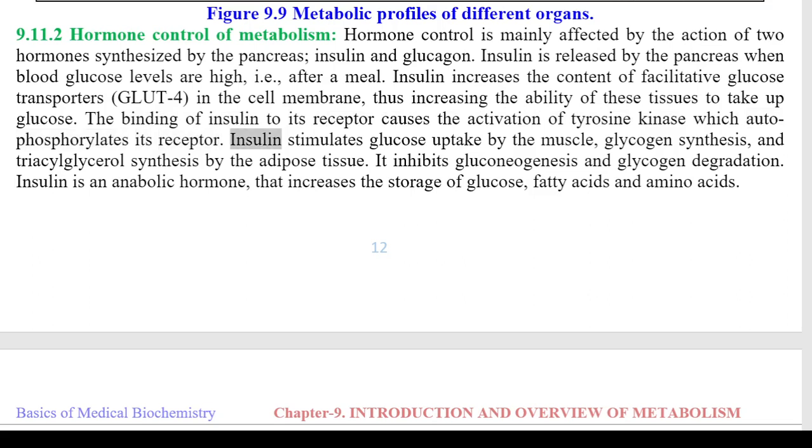Insulin stimulates glucose uptake by the muscle, glycogen synthesis, and triacylglycerol synthesis by the adipose tissue. It inhibits gluconeogenesis and glycogen degradation. Insulin is an anabolic hormone that increases the storage of glucose, fatty acids, and amino acids.